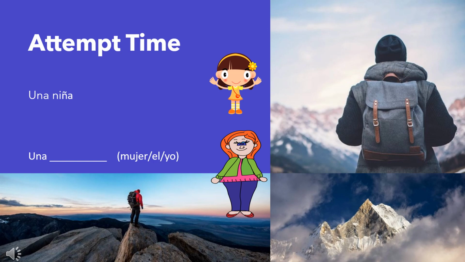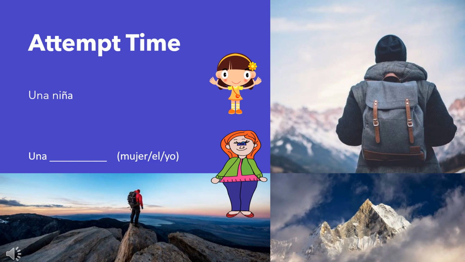Now let's do some practice. This is attempt time for you to check yourself if you have learned the words and if you know how to use those words with masculine or feminine. So, una niña. Una niña means the girl.